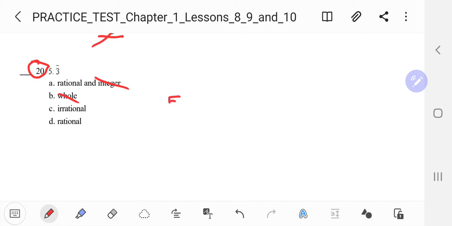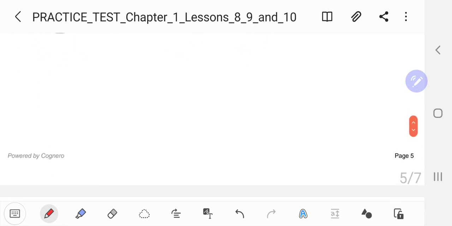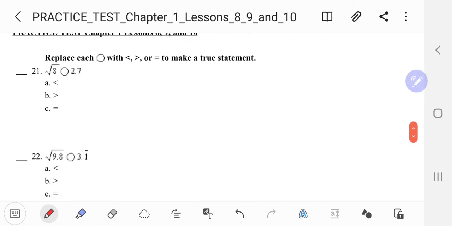So we know that we can turn 5.3 repeating into a fraction by just going like this. Remember, put the number of repeating decimals over that many nines. Only one repeats. So we wrote it as a fraction, right? We wrote it as a fraction, so it is rational. We are almost to the end.